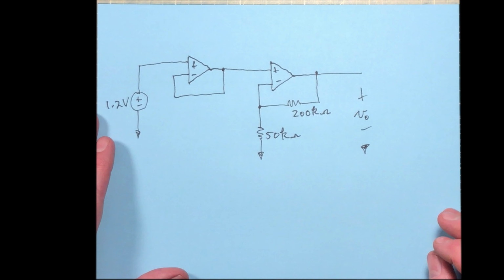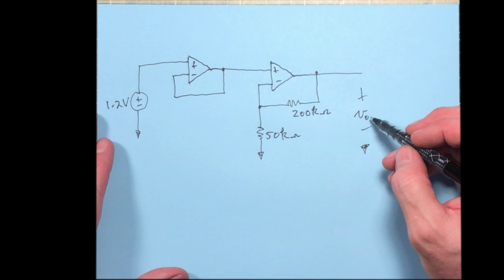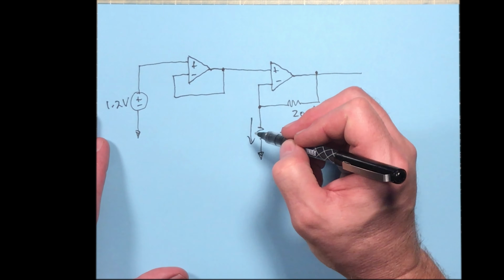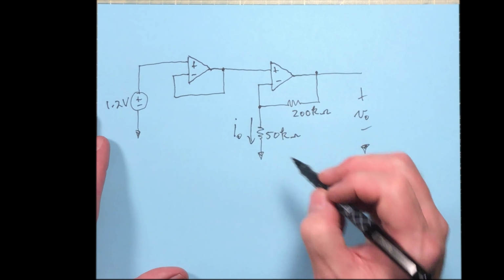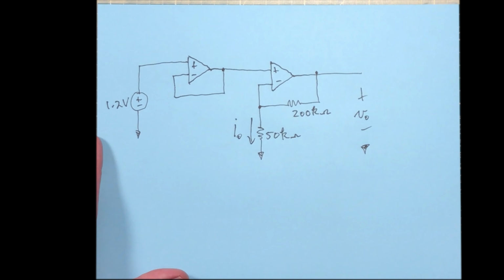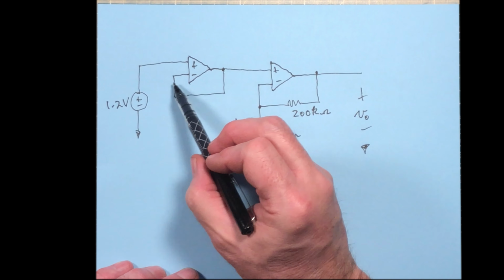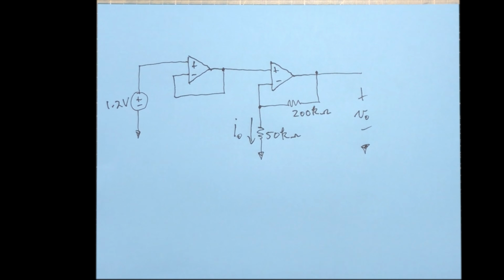Okay, here's a problem. I want to know what the output is, but let's take it one step further. Let's say I want to know what that current is right there. Let's call that current I0. So I want to know what V0 is, and I want to know what I0 is. Okay, this is new. There's not a resistor there for the feedback, but it's okay. You'll work it exactly the same way we've done things before.